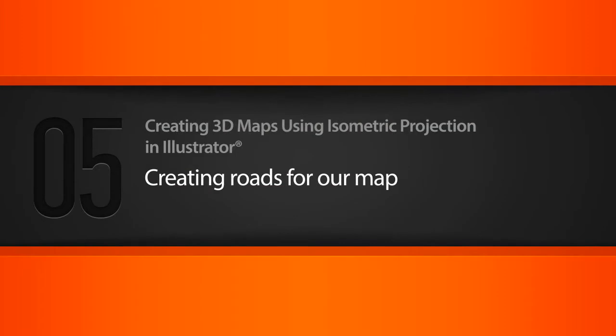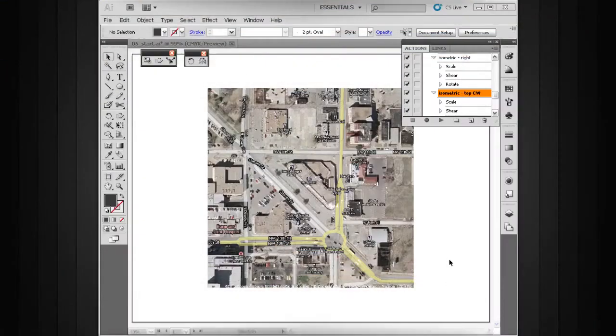In this lesson, we'll begin building our map by planning for and drawing in the streets. In the previous lesson we learned how to use our scale, shear, and rotate method to create the different faces of our three-dimensional objects. I also mentioned that that method was going to become really useful as we begin working with more and more advanced shapes. We would actually create those in a flat two-dimensional form and then use our actions to convert those into three-dimensional space.